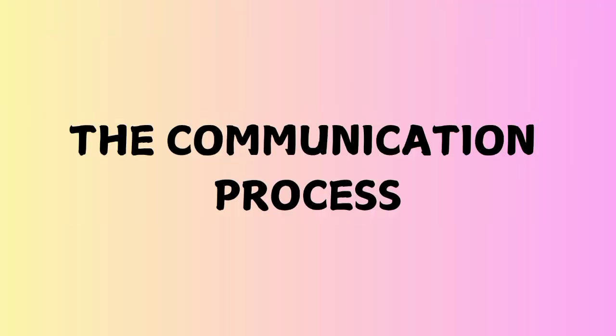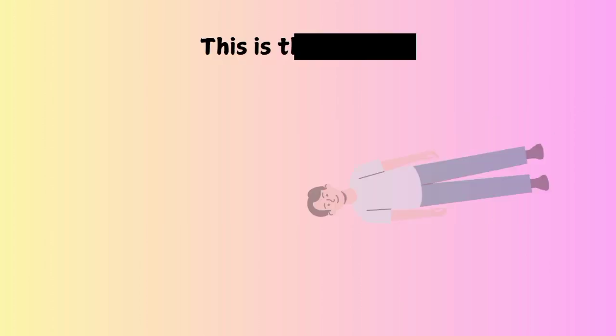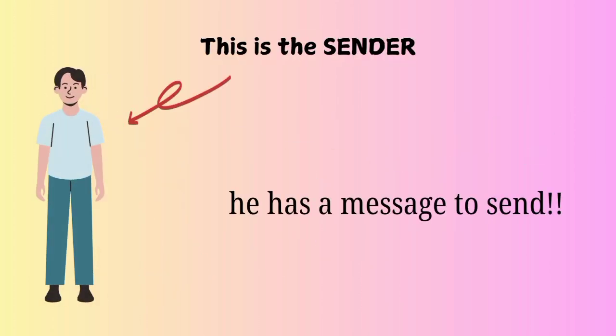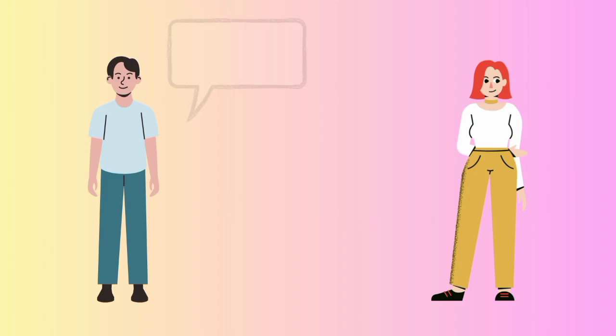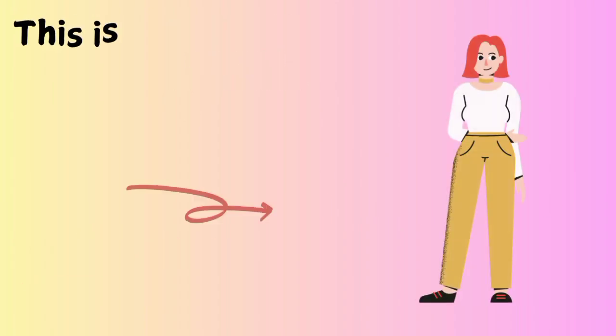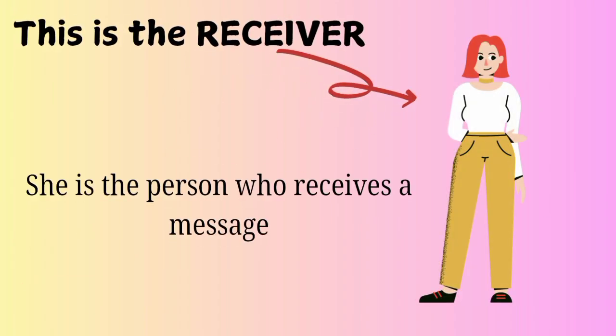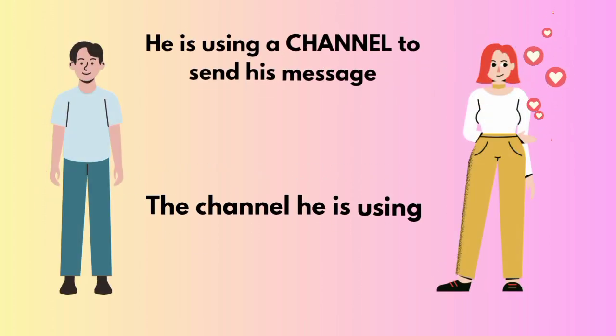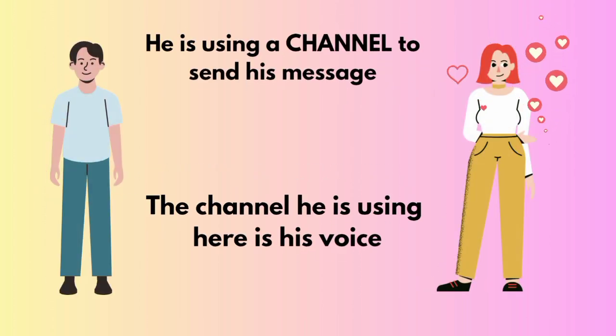The communication process. This is the sender. He has a message to send: I love you. This is the receiver. She is the person who received a message. He is using a channel to send his message. The channel he is using here is his voice.